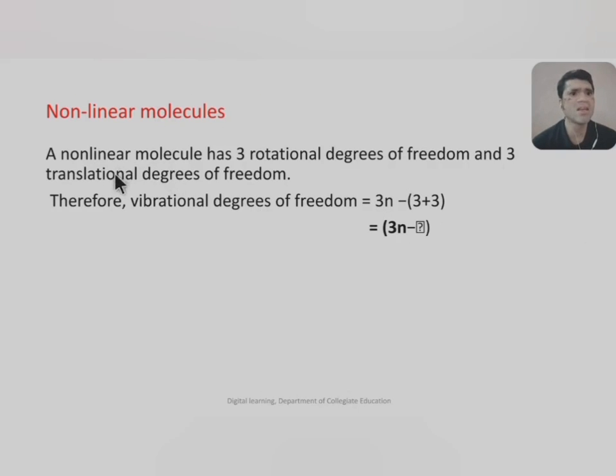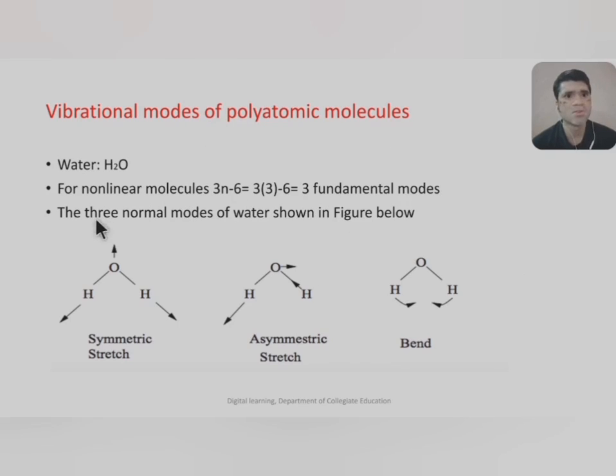So for non-linear molecules, there are 3 rotational degrees of freedom and 3 translational degrees of freedom. Therefore, vibrational degrees of freedom will be 3n minus (3 plus 3), that is 3n minus 6. This is for the water molecule. Water molecule has a bent structure, so this is a non-linear molecule. For a non-linear molecule, as I already told, 3n minus 6.